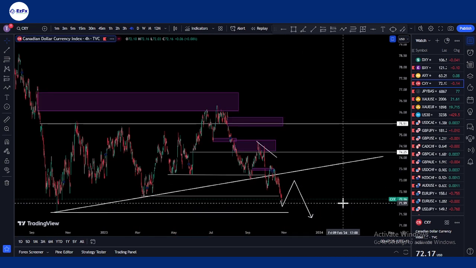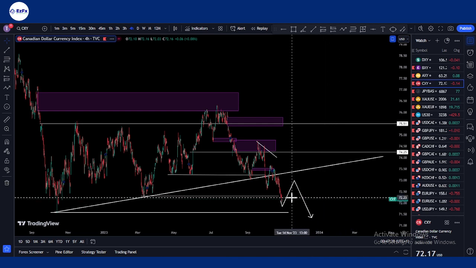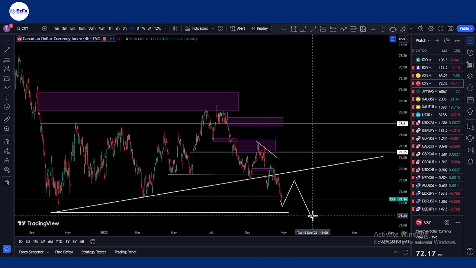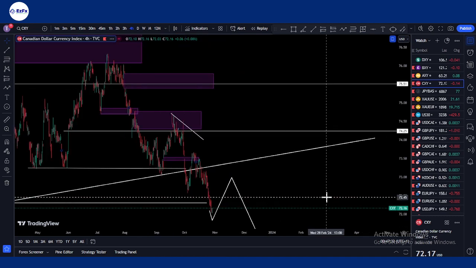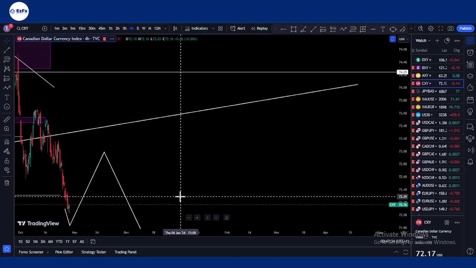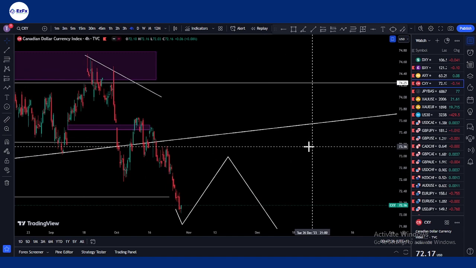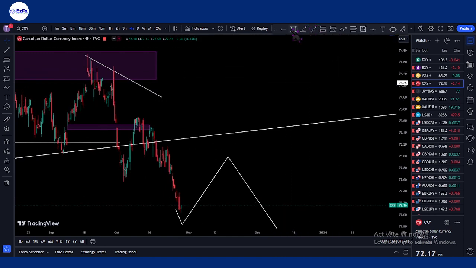All right, so currently on CXY, I'll be expecting just a sort of buy to sell movement on CXY during the course of this week. All right, and that buy movement will just be a retracement, probably for price to get into a more comfortable zone before it continues its drop.